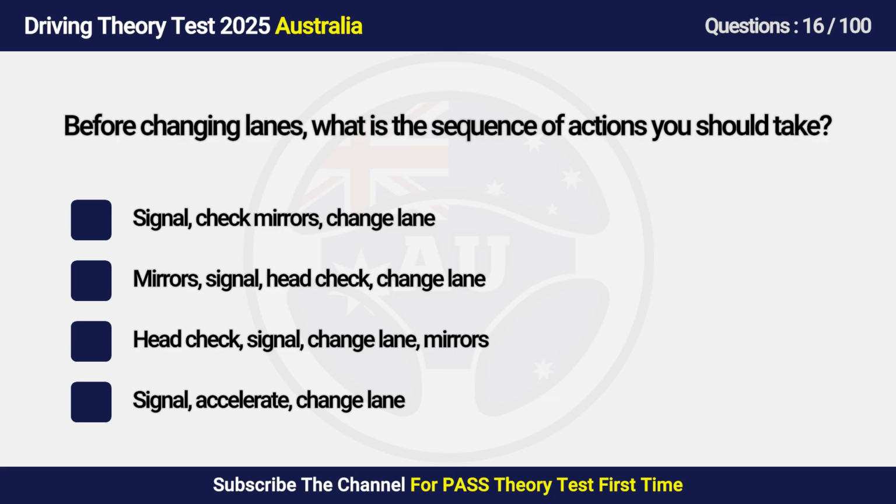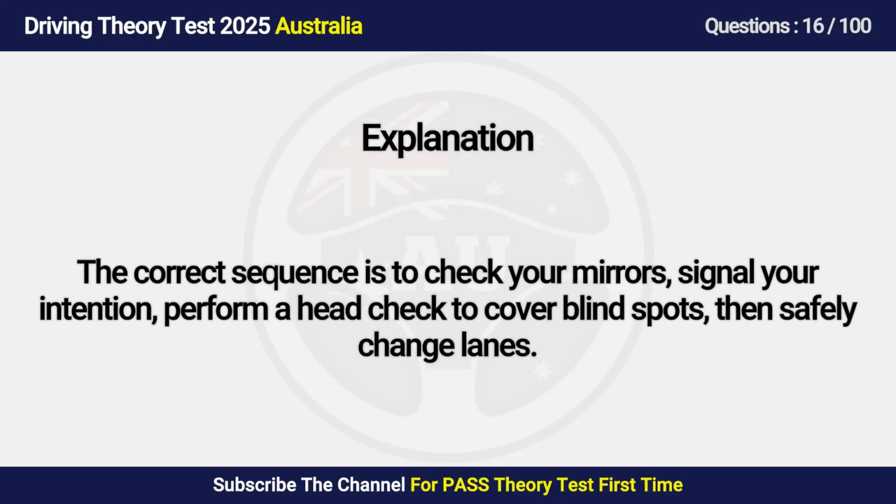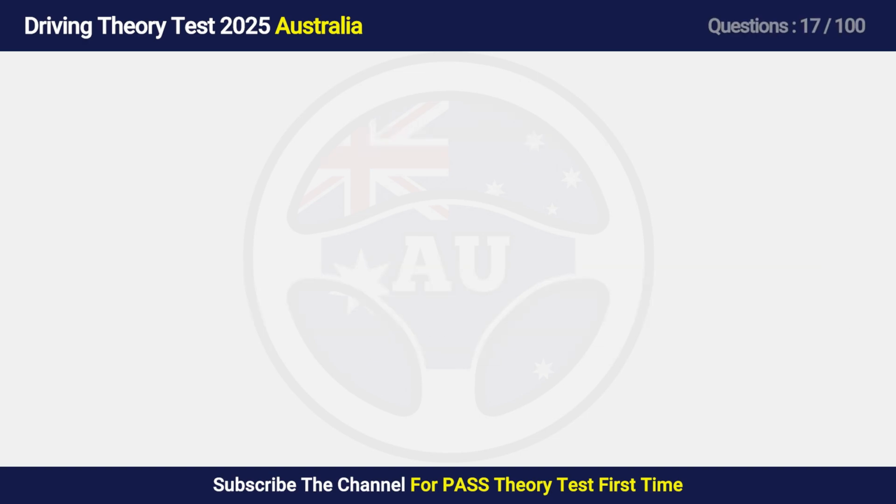A. Signal, check mirrors, change lane. B. Signal, head check, change lane. C. Head check, signal, change lane, mirrors. D. Signal, accelerate, change lane. Answer is B. Signal, head check, change lane. The correct sequence is to check your mirrors, signal your intention, perform a head check to cover blind spots, then safely change lanes. Question 17.